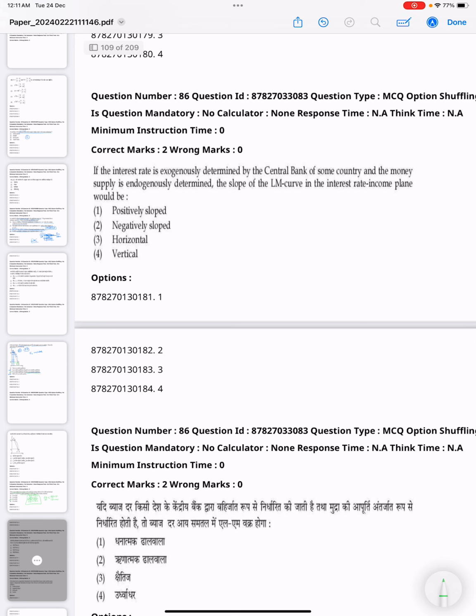If the interest rate is exogenously determined by the central bank of some country and the money supply is endogenously determined, then this should be the interest rate throughout. The slope of the LM curve in the interest rate plane would be like this because this is being fixed. So it would be horizontal.